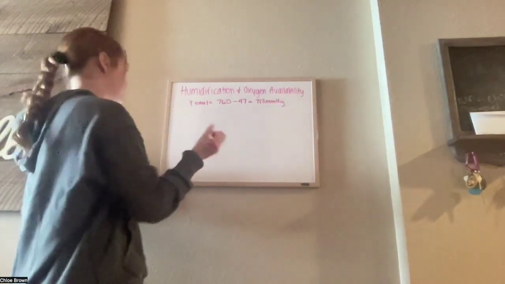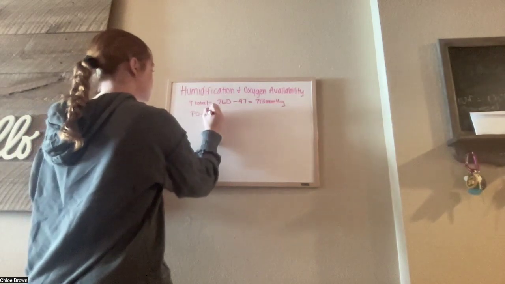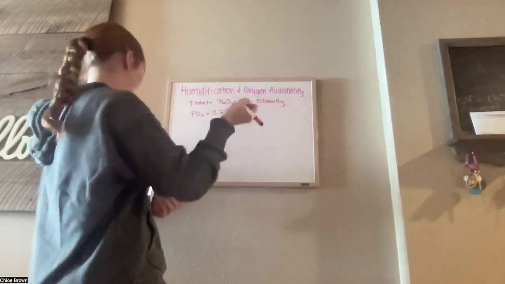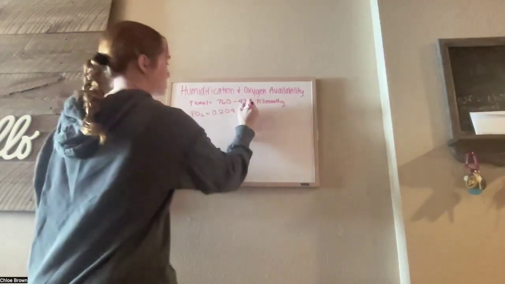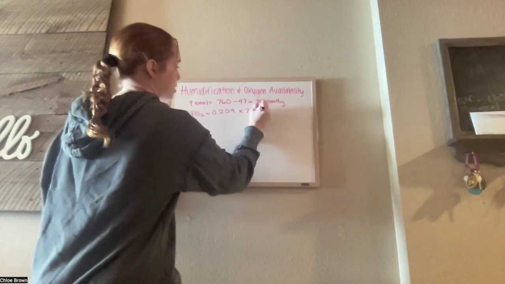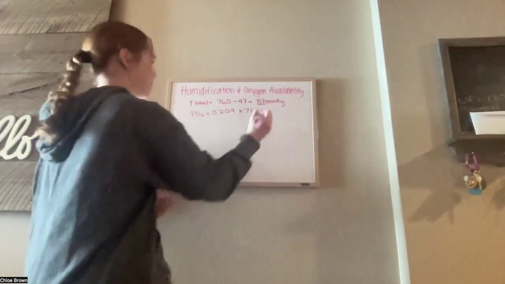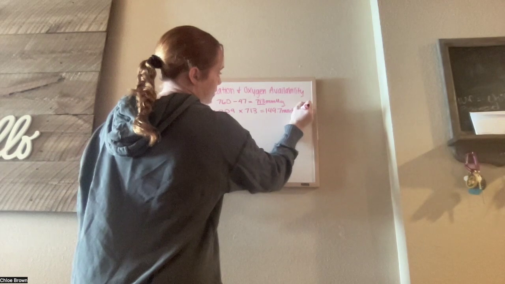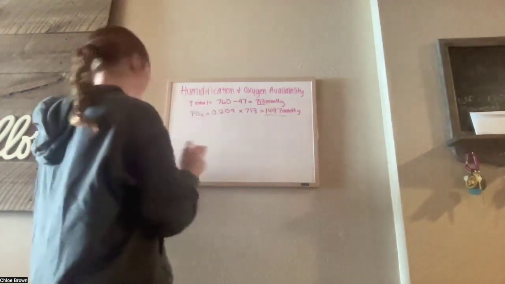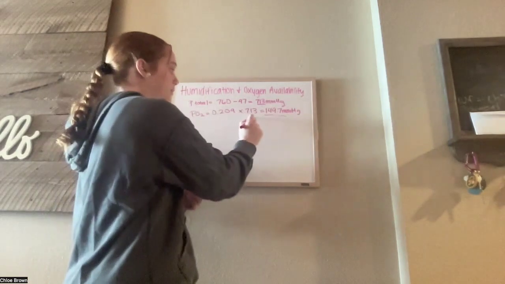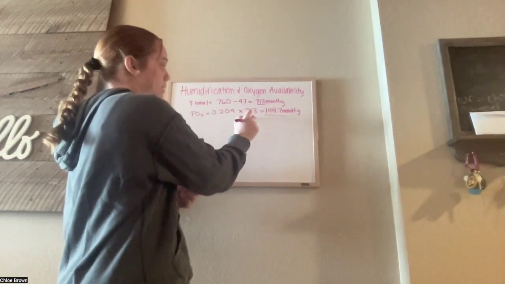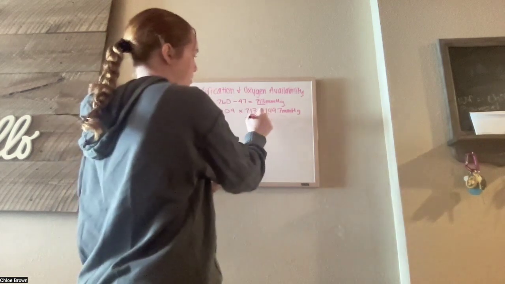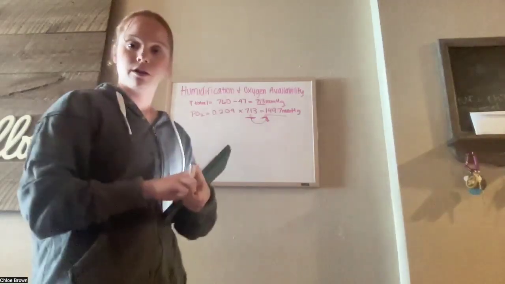And then we go back into the same equation where we multiply the percent of oxygen, 0.209 or 0.21, by this pressure, 713, and we would end up with 149.7 millimeters of mercury. And before we had 159, not including the humidification, and that is because this decreased the barometric pressure, which in turn decreased the overall partial pressure.